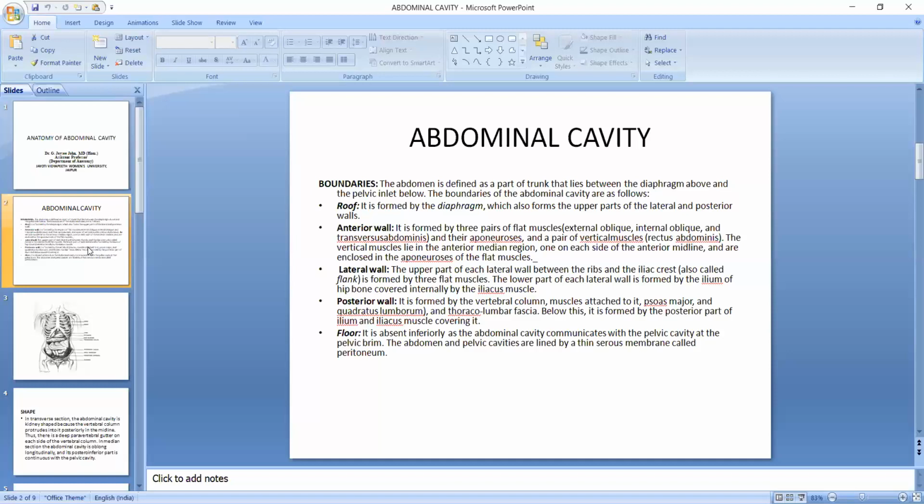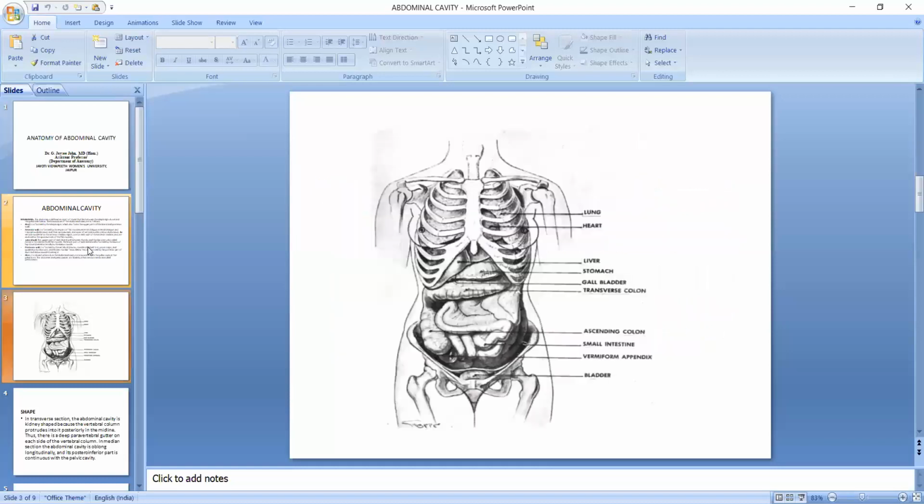Floor. It is absent inferiorly as the abdominal cavity communicates with the pelvic cavity at the pelvic brim. The abdominal and pelvic cavities are lined by a thin serous membrane that is called peritoneum, from the diaphragm to the pelvis. This is all the abdominal cavity. You can see here all the viscera are placed in the abdominal cavity.